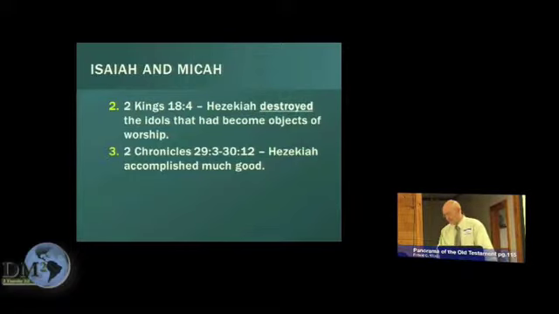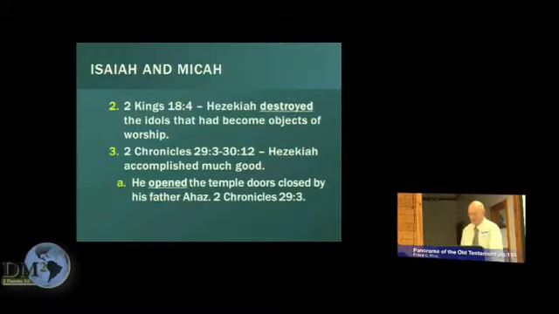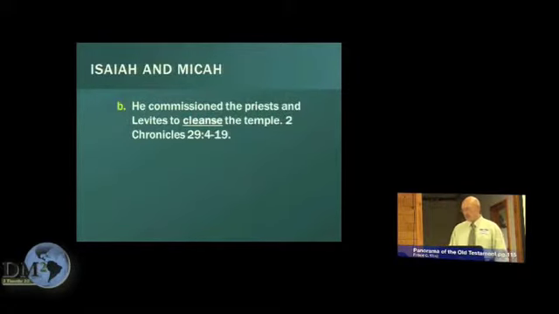Hezekiah accomplished a lot of good. We won't read through it. There's a large section there. But he opened the temple doors closed by his father Ahaz. 2 Chronicles 29:3. He opened the temple doors. He commissioned the priests and Levites to cleanse the temple.